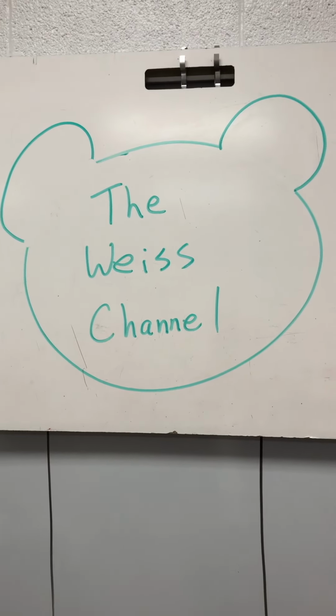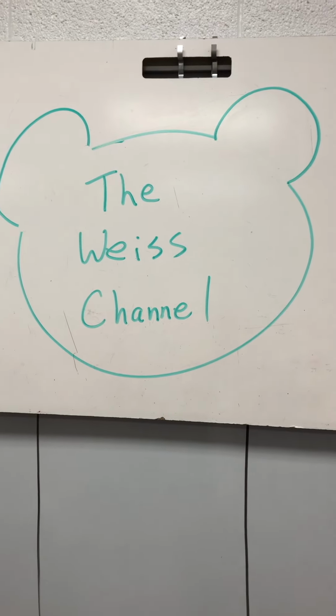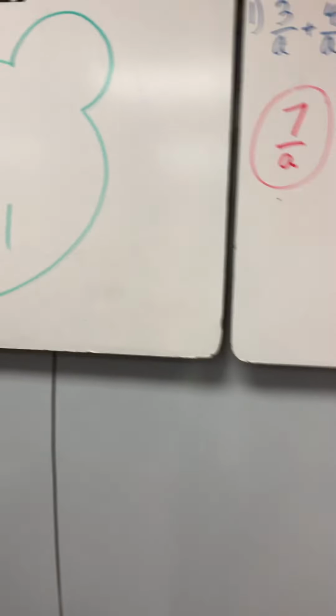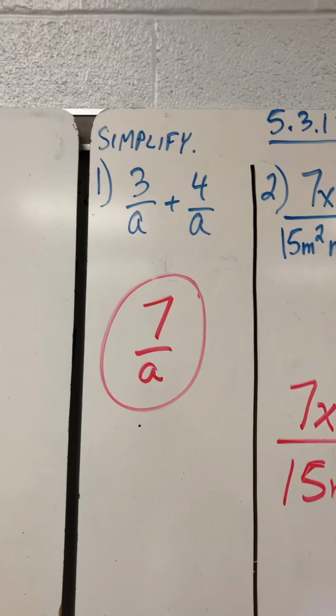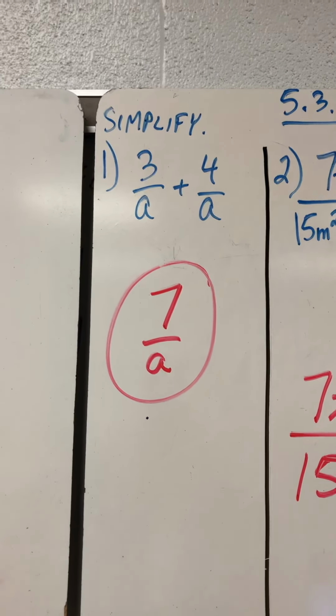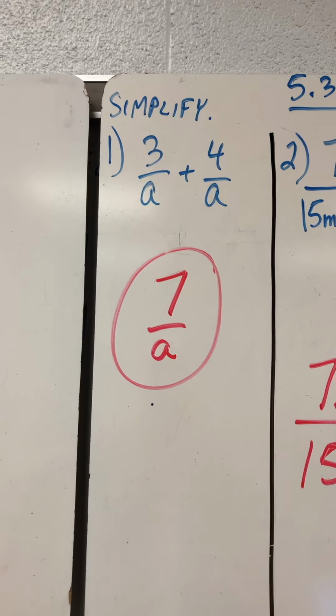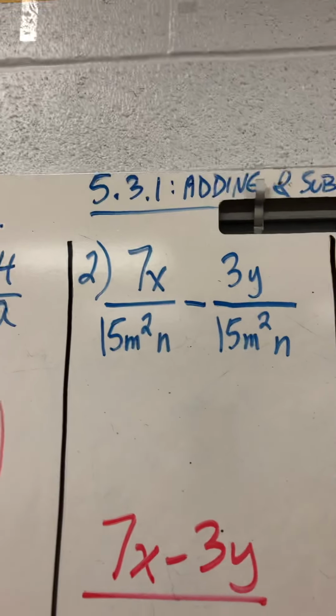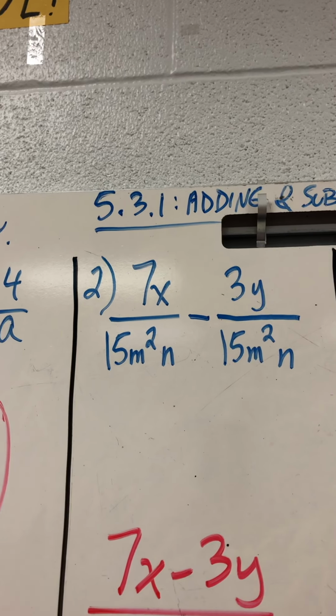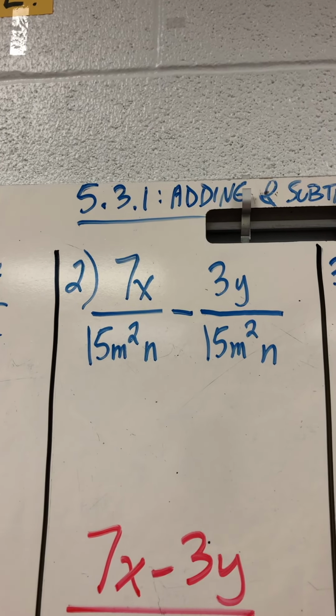Today we're going to add and subtract rational expressions. 3 over a plus 4 over a is 7 over a, right? Once you have the denominators already common, just write it out.